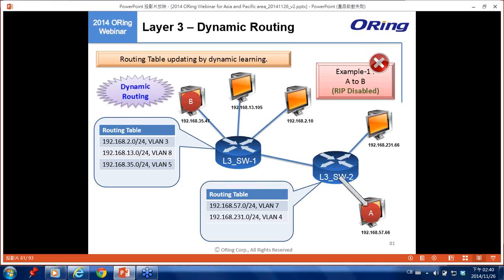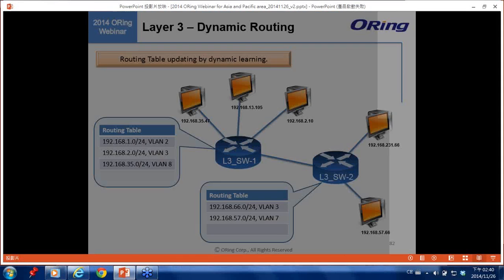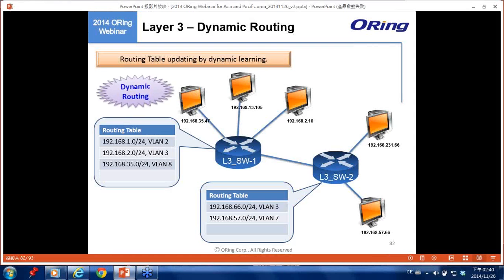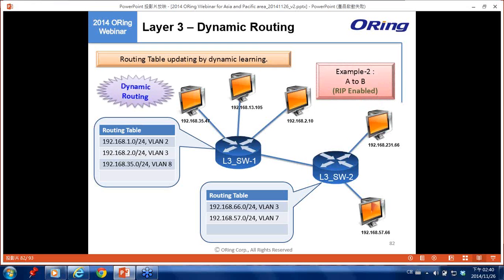To fix this problem, we can enable a dynamic routing protocol such as RIP. The same situation as before: there is no host B information in the switch 2 routing table. But now the switches will transmit RIP packets to each other to update their routing info.